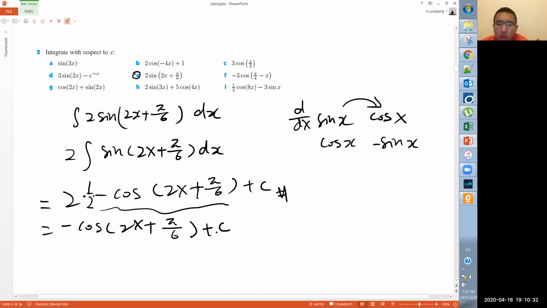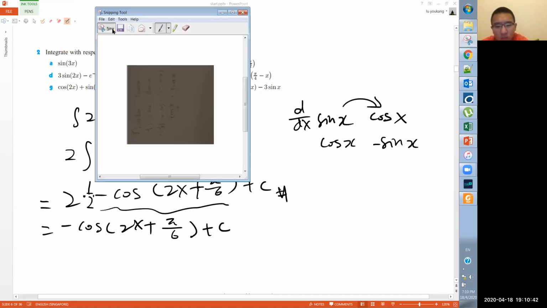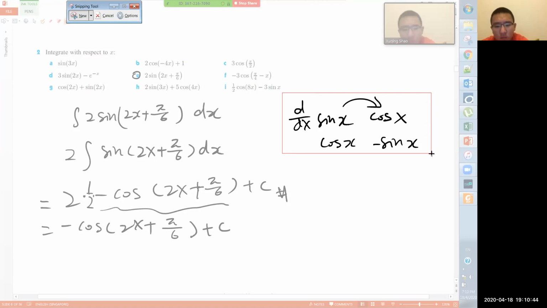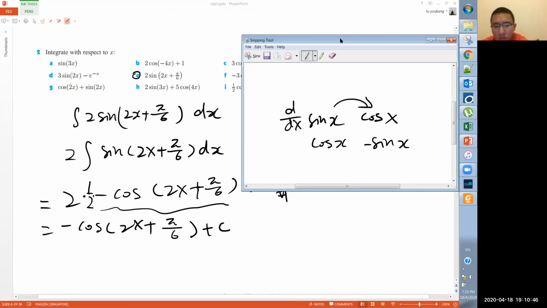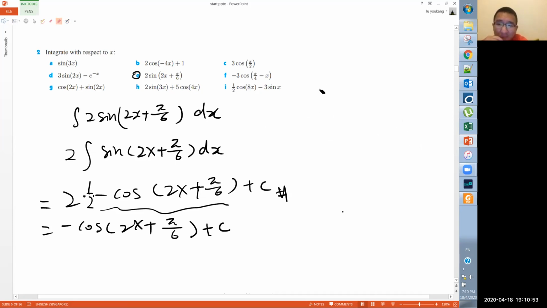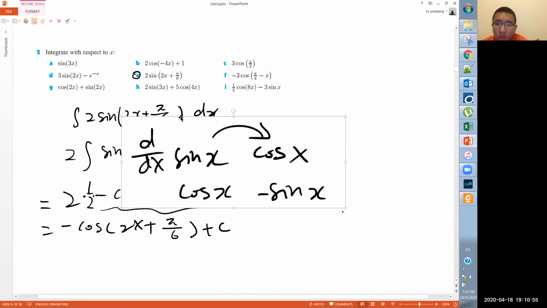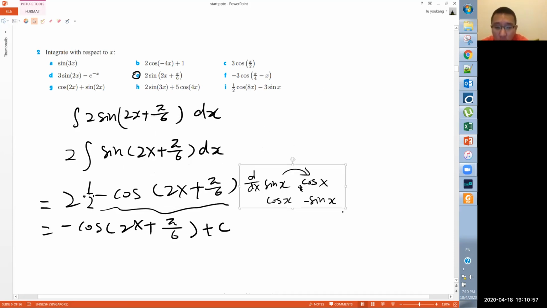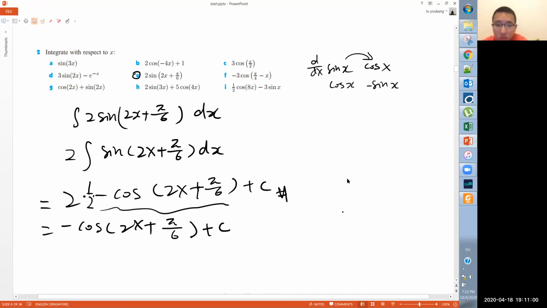So I'm going to show you another way to solve this question. Let me get this one out of the way first. By the way, this will serve as a reference. Next, I'm going to show you the next method to solve this question.